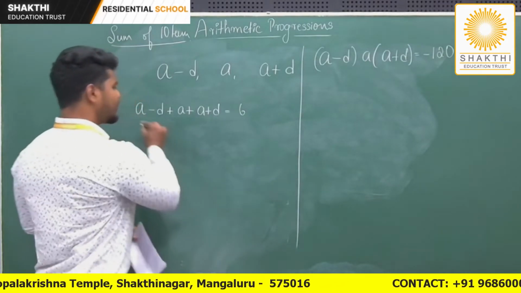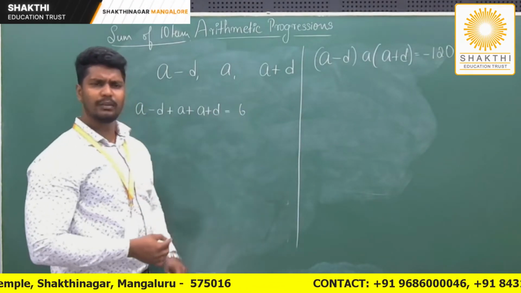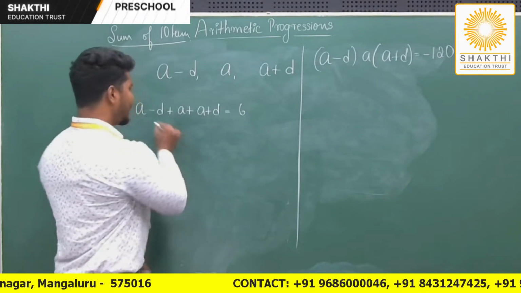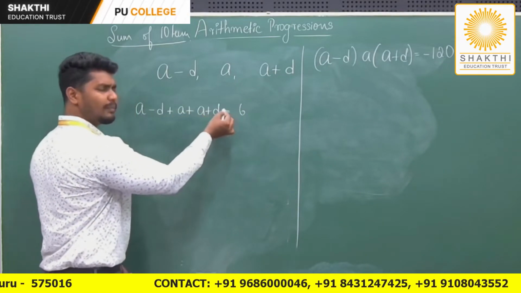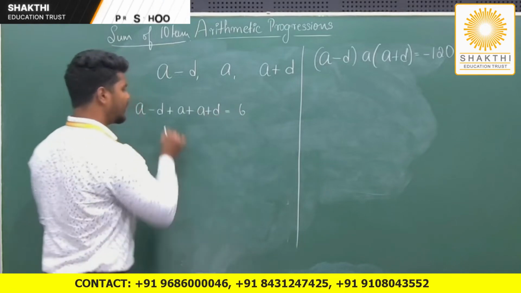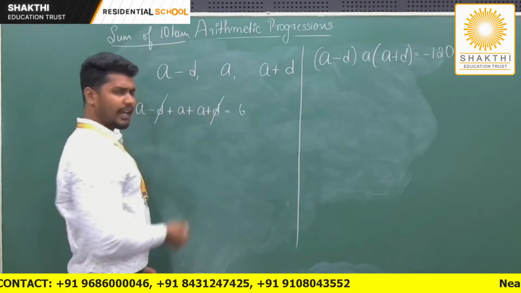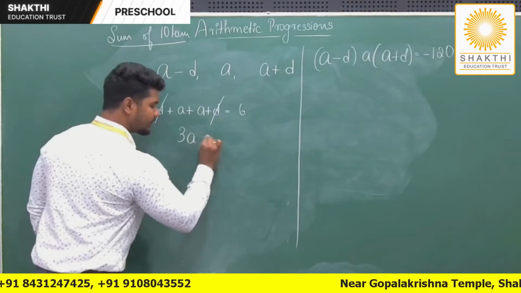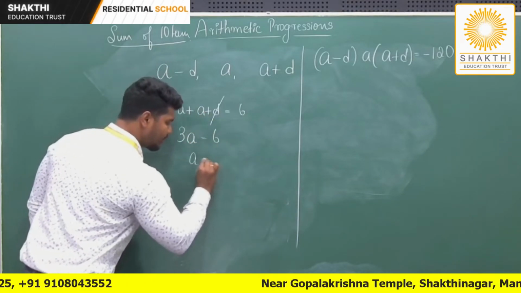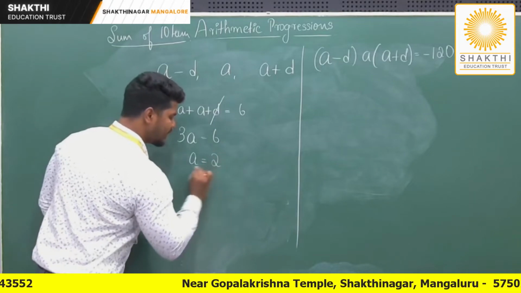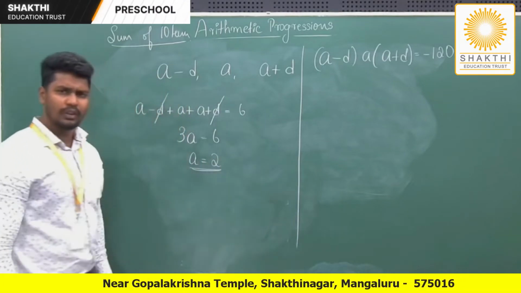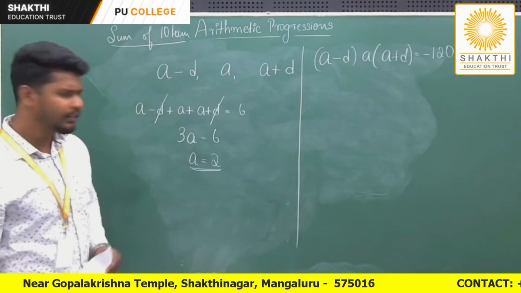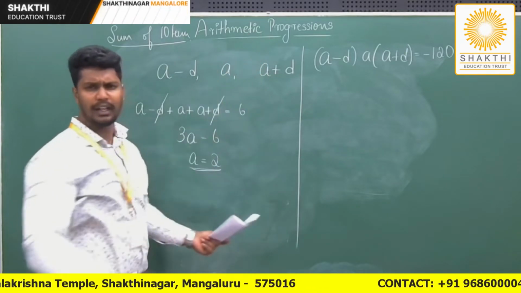Now, from the first equation, the sum of three numbers, if I simplify it here, a minus d plus a plus d is equal to 6. The minus d and plus d cancel. We will have 3a is equal to 6. a will be equal to 6 by 3. Evidently, a is equal to 2. We have got the value of a already. Now, if I find the value of d, I'll have the three numbers as well.